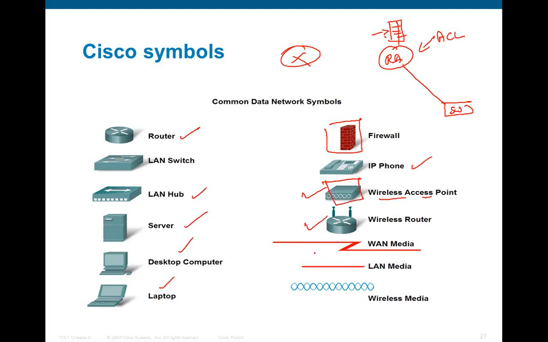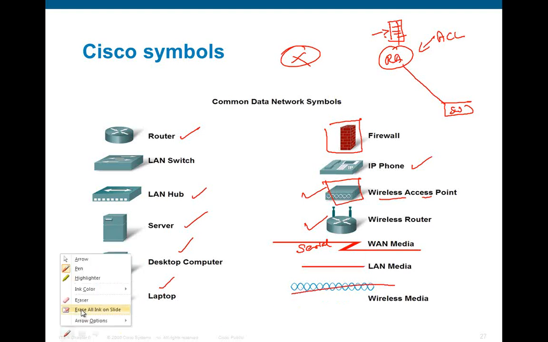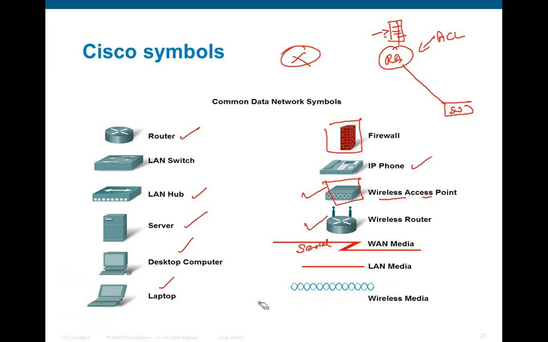This is the symbol for wireless router. This is the symbol for serial cable or WAN cable. And this is the straight line for LAN cable. And this is Wi-Fi. This means Wi-Fi. Right? So various symbols that we should know.